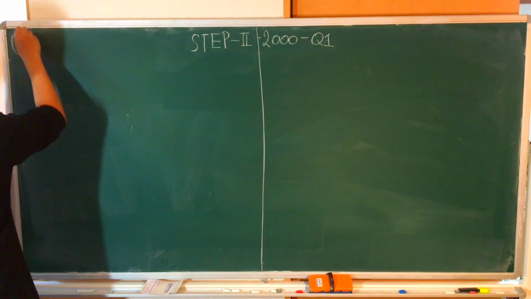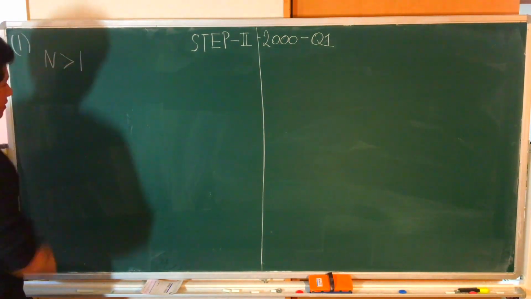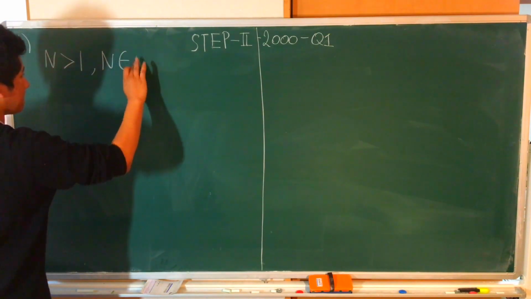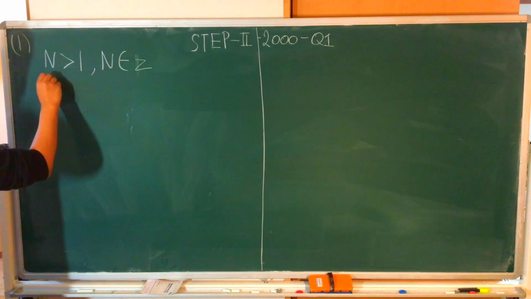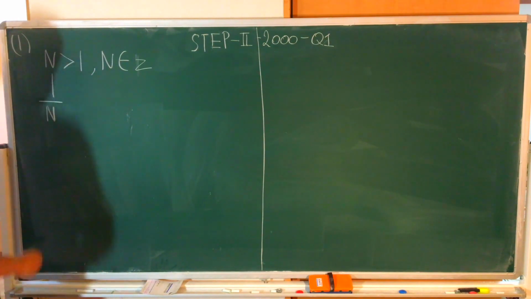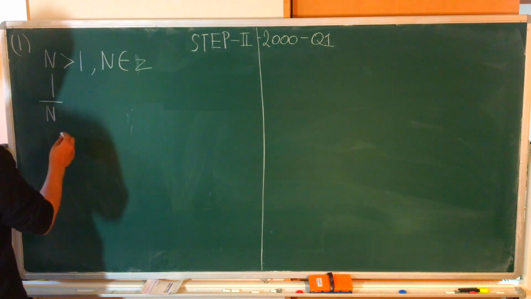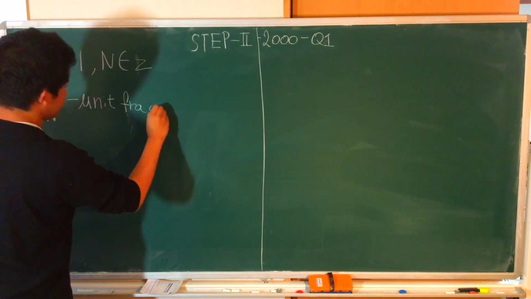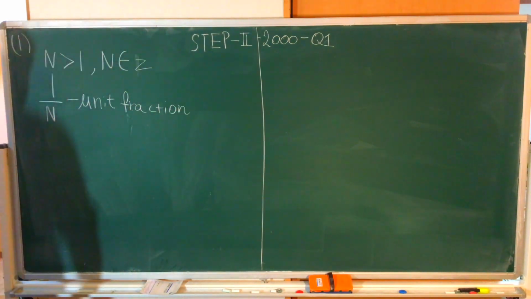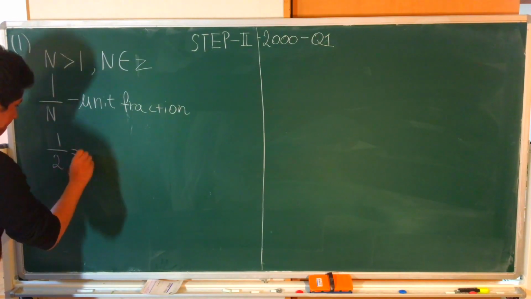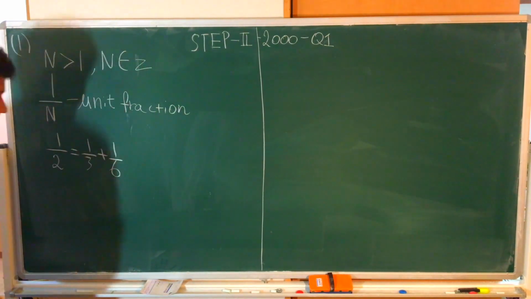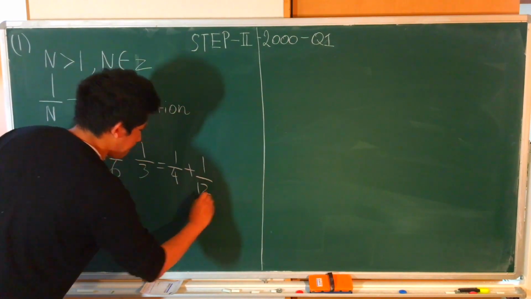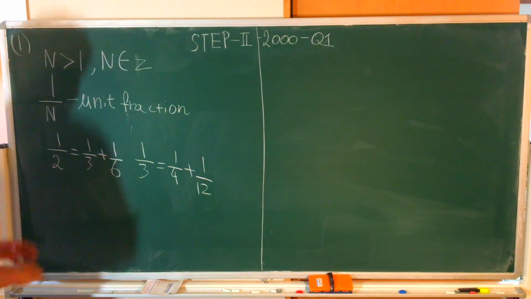So n is an integer larger than 1, and 1 by n, where n is an integer larger than 1, such fractions are called unit fractions. Okay. And the question says that 1 by 2 equals 1 by 3 plus 1 by 6, and 1 by 3 equals 1 by 4 plus 1 by 12. By noting these two results, guess a general result.